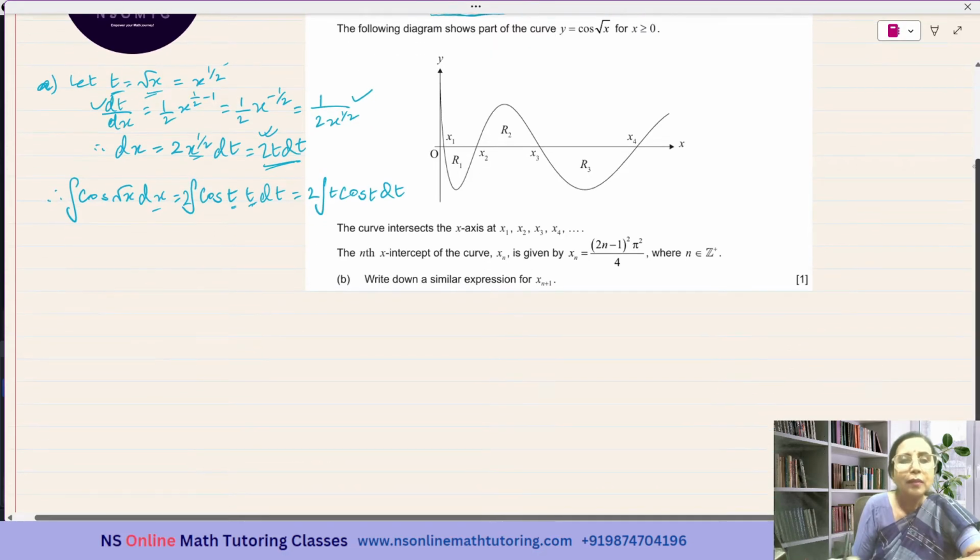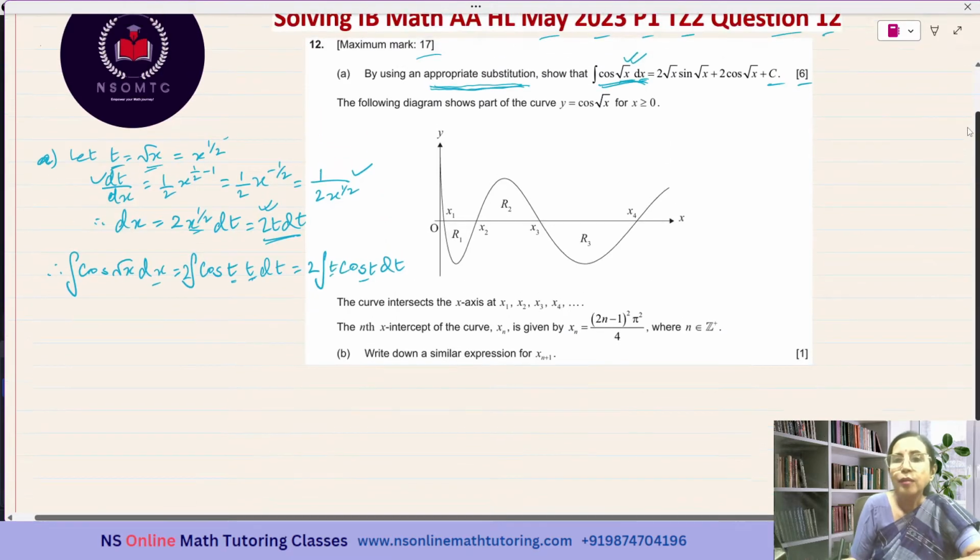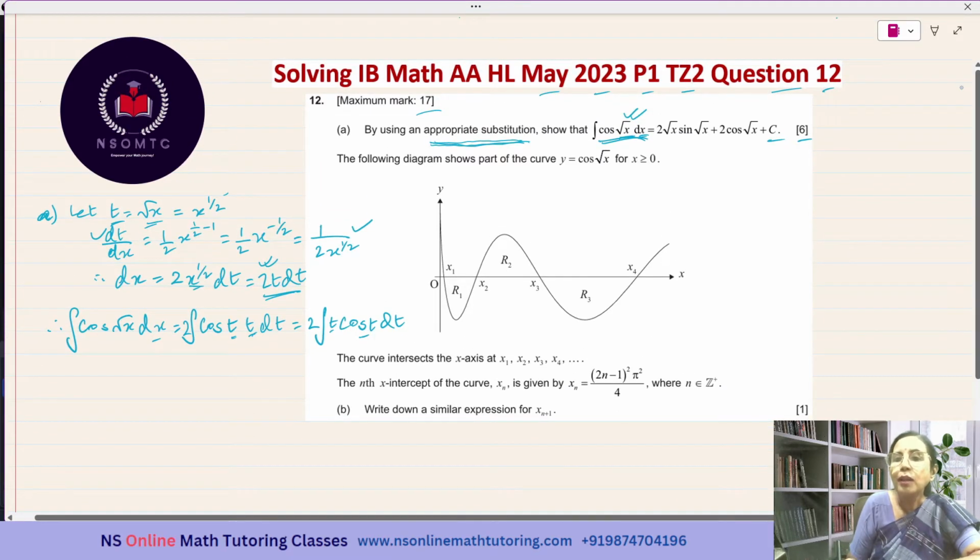Now t is a function of t, and cos t is another function containing t. So these two are multiplied together. Hence, we have to use the by parts rule. And what is the by parts rule?